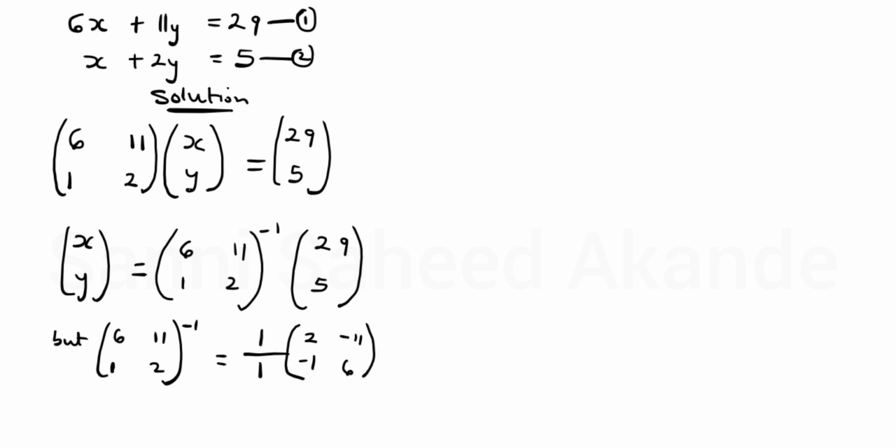Okay, so 1 divided by 1 is still 1. Then 1 times the whole of this will still give us the whole of that. Is that understood? Okay, so having done that, let me just write here that it will finally be equal to the matrix 2, minus 11, minus 1, and 6.